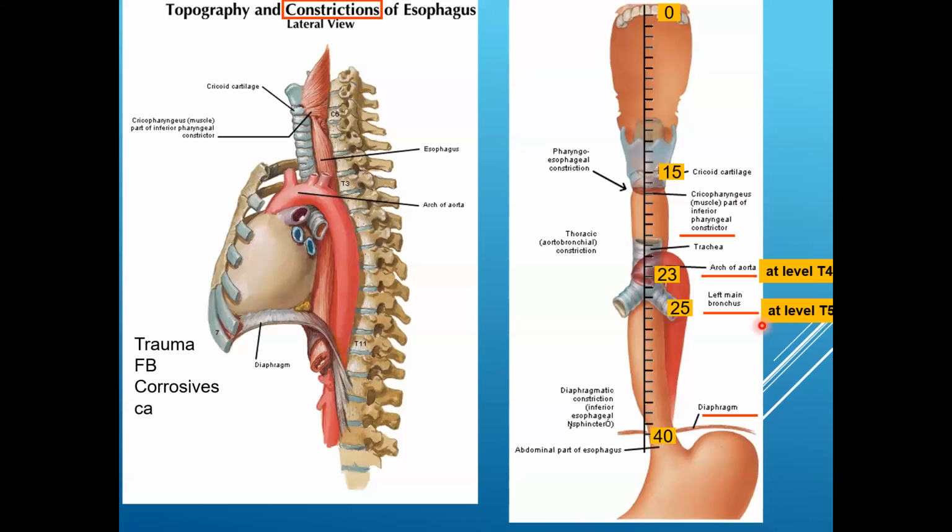To summarize, there are 4 areas where the esophagus is constricted, prone to trauma, corrosive injury, and cancer. These 4 places: at the beginning, upper esophageal sphincter by the cricopharyngeus muscle. Second, whenever it is crossed by the arch of the aorta at the level of T4. Third, when it is crossed by the left main bronchus at the level of T5. And finally, the fourth one, as it passes through the diaphragm at the diaphragmatic hiatus or opening of the esophagus at the level of T10.